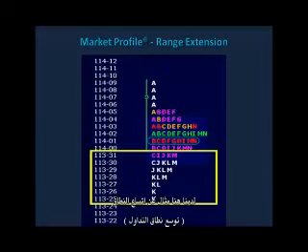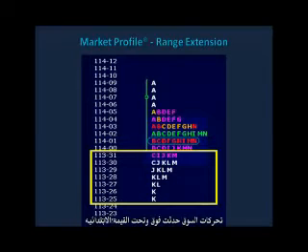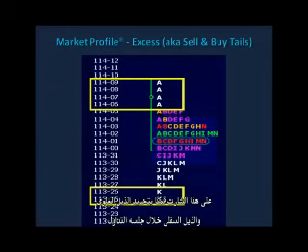Here we have an example of range extension, the market activity occurring above and/or below the range of the initial balance. On this chart, we've highlighted both a buying tail on the low side of the session and a selling tail on the high side of the session.